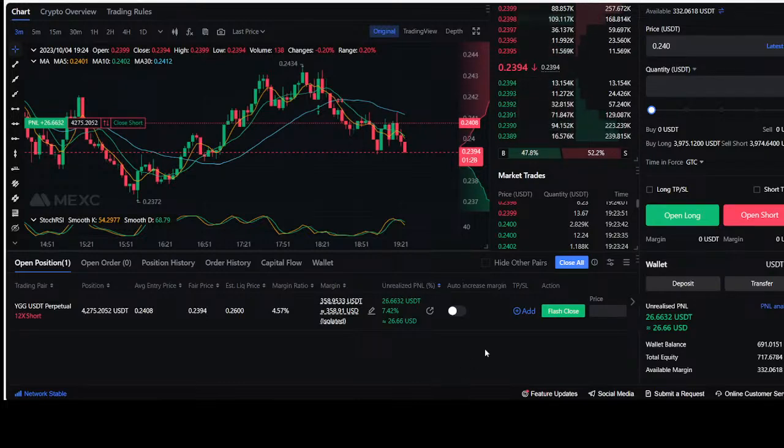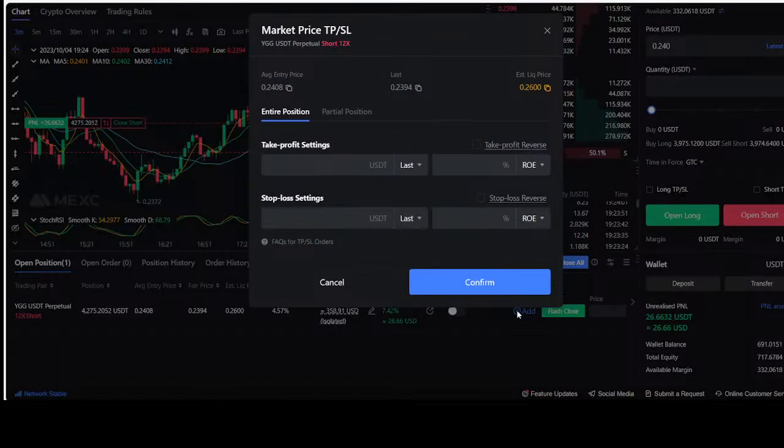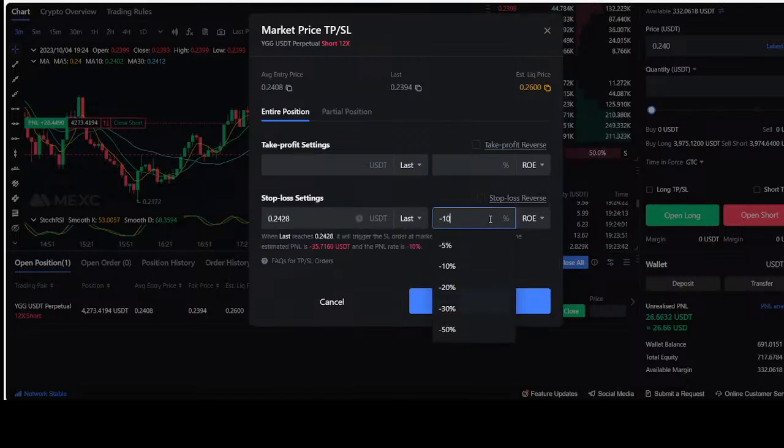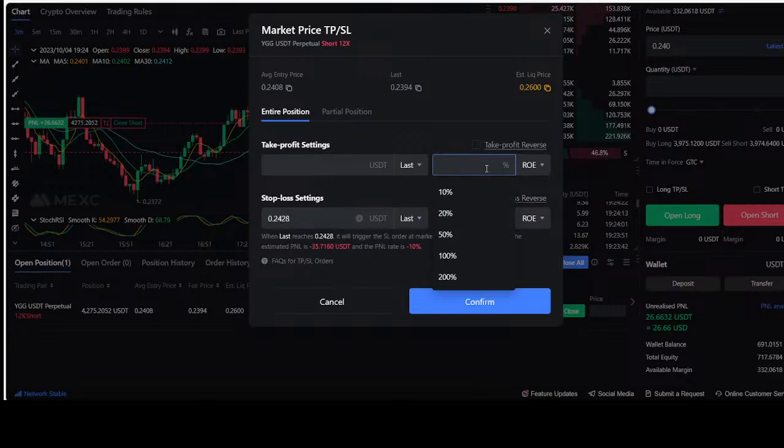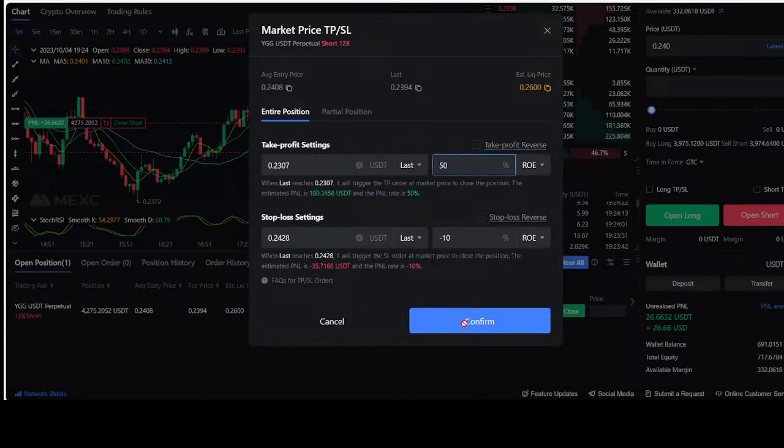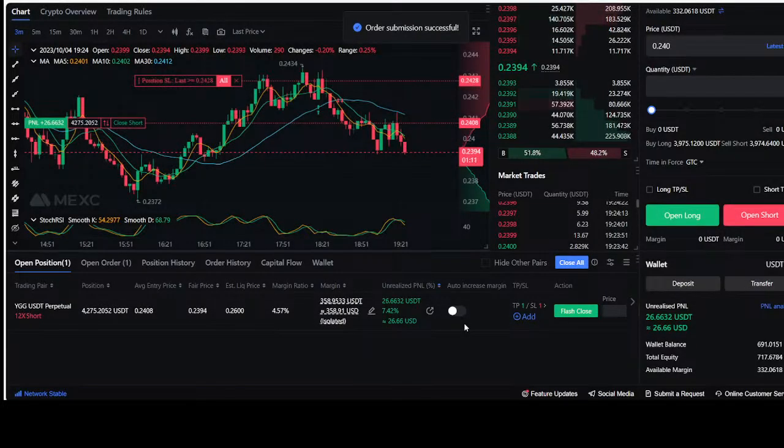So when you go to MEXC, you get the little plus sign. This is where you type in your number, and this is where you do percentages. All you have to do here is if you're doing a 10% stop loss, you just put 10. If you're doing 50% profits, you just put 50. Then you confirm, and that's it.